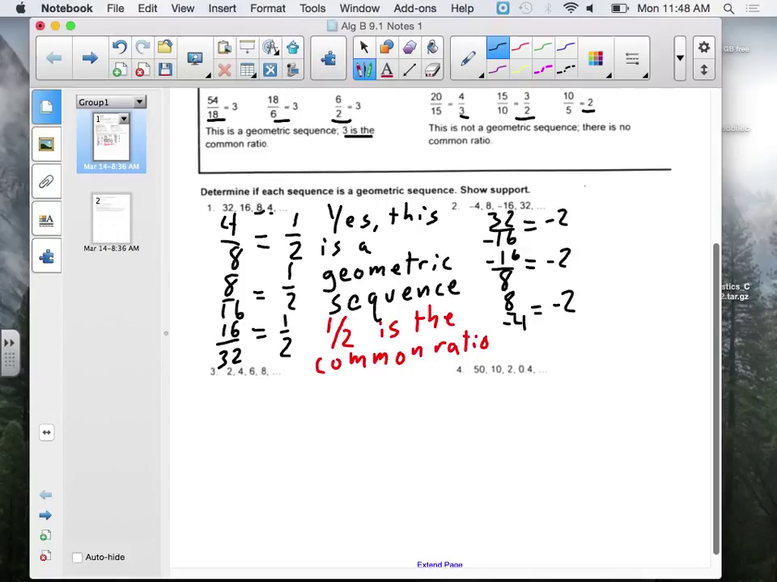So we work backwards, so the last term, 32, one right before it, the previous term. So it is -2 each time, so it is a geometric sequence. And -2 is the common ratio. And this should have been zero, right?